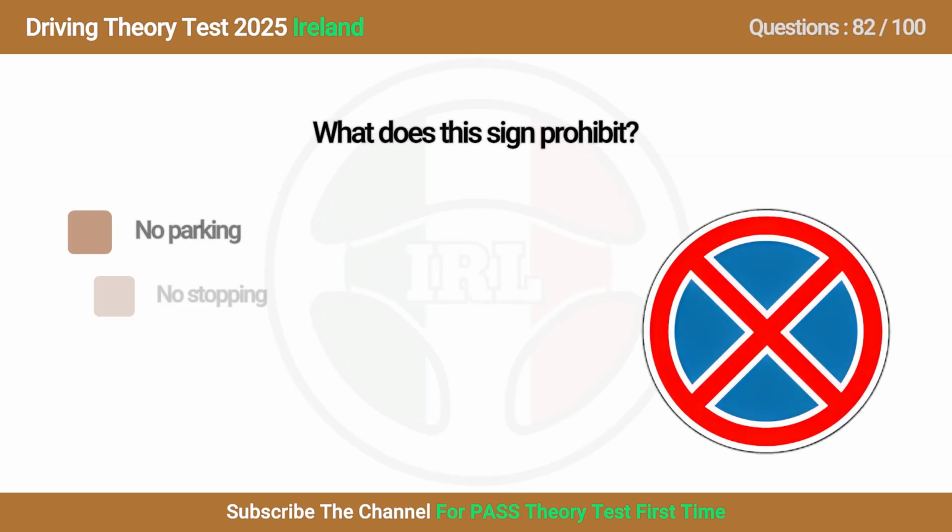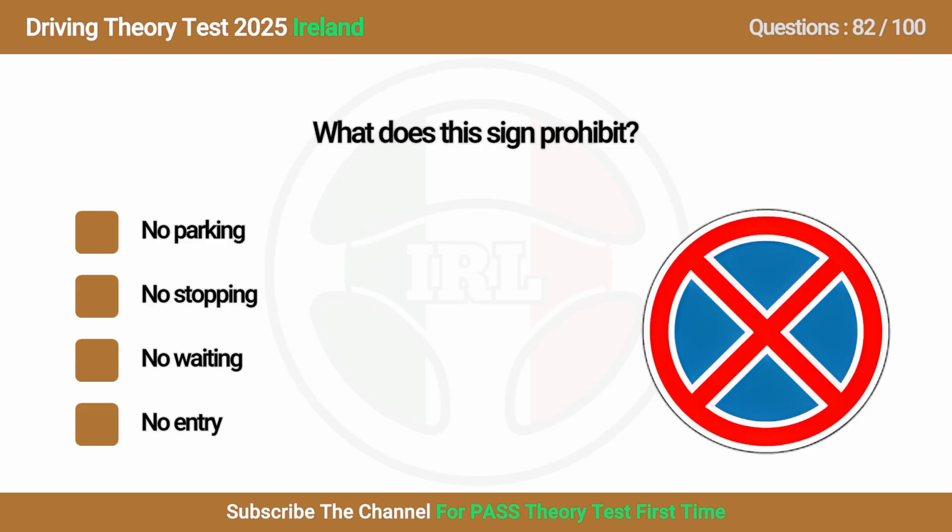Question 82. What does this sign prohibit? A. No parking. B. No stopping. C. No waiting. D. No entry.